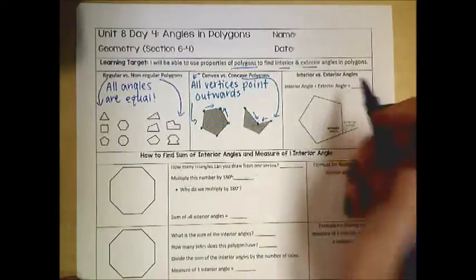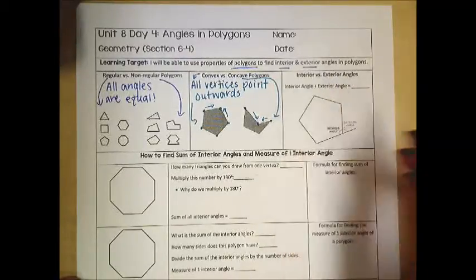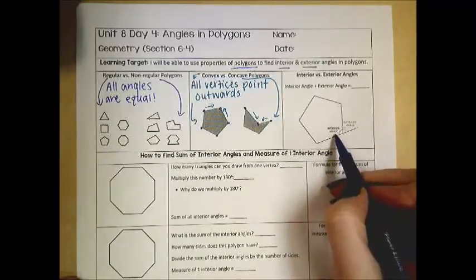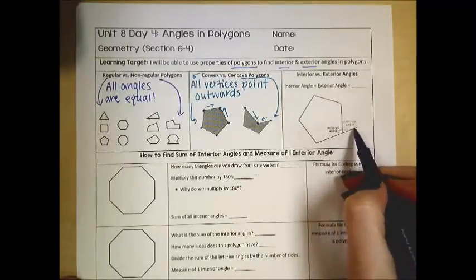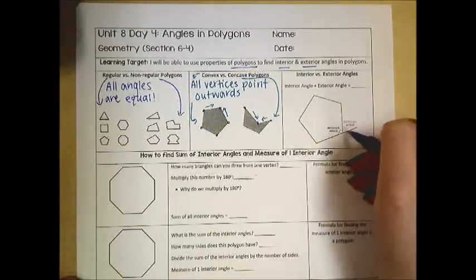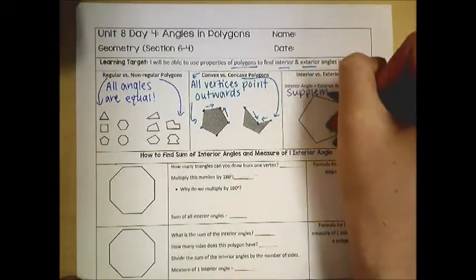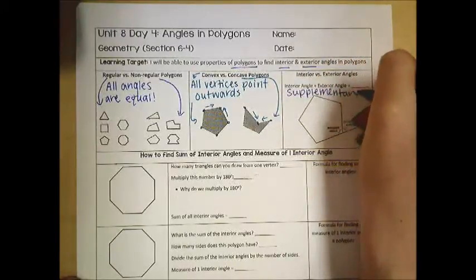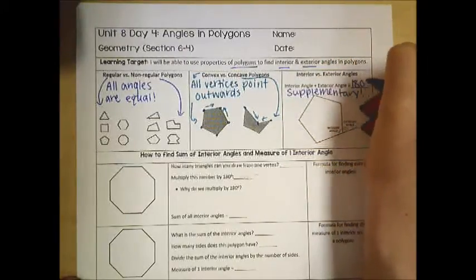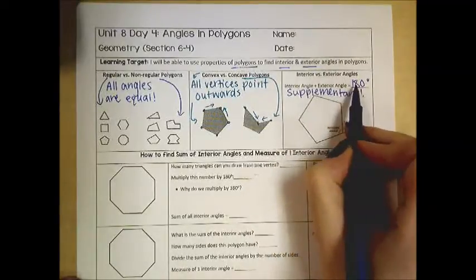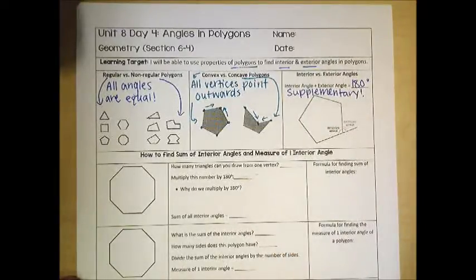All right, and last but not least, our interior versus exterior angles. Your interior angle is inside, interior of the polygon, whereas exterior is outside of it. Our interior and our exterior make a line, which means they are supplementary. So what does that mean they equal? If you said 180, you're correct. So interior plus exterior angles equal 180 degrees.